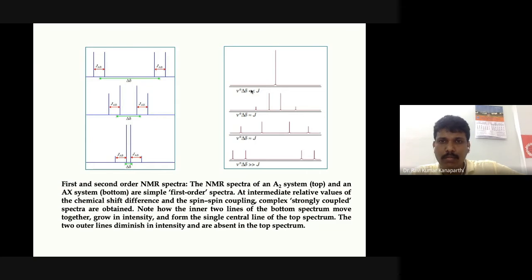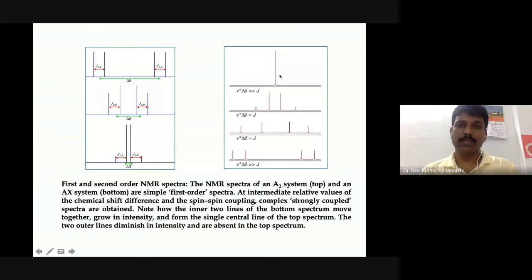They are said to be very strongly coupled nuclei. A and A both are different. Actually, A and A may both be the same nuclei. Does it mean that there is no coupling? No. When you record the NMR spectrum for an A2 system, what you see is a singlet.